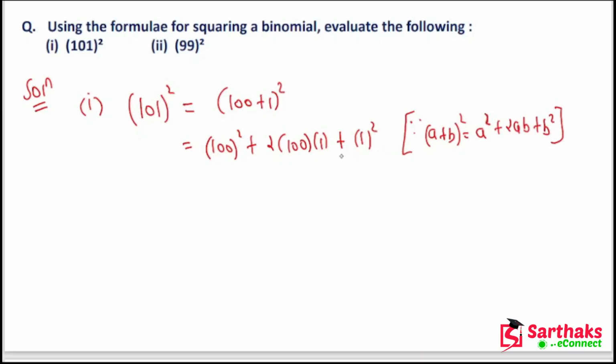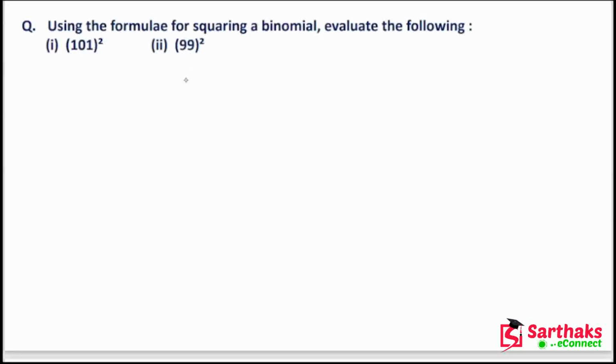So you can clearly see that now after opening the square it will be 10,000 plus 200 plus 1. So it is 10,000 and 201. So it would be 10,201. So you can clearly see it was very easy to add them actually. Had you gone for the actual multiplication 101 into 101, it would be very lengthy. Okay, so you can see we have found the answer, and the chances of committing mistakes are also very less. Let us solve the second part, which is 99 square.